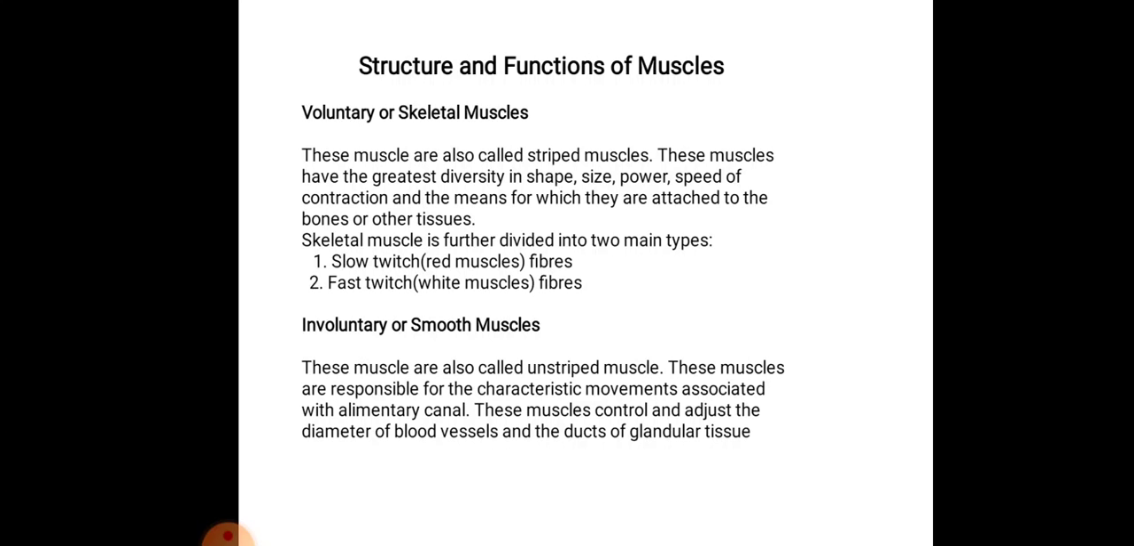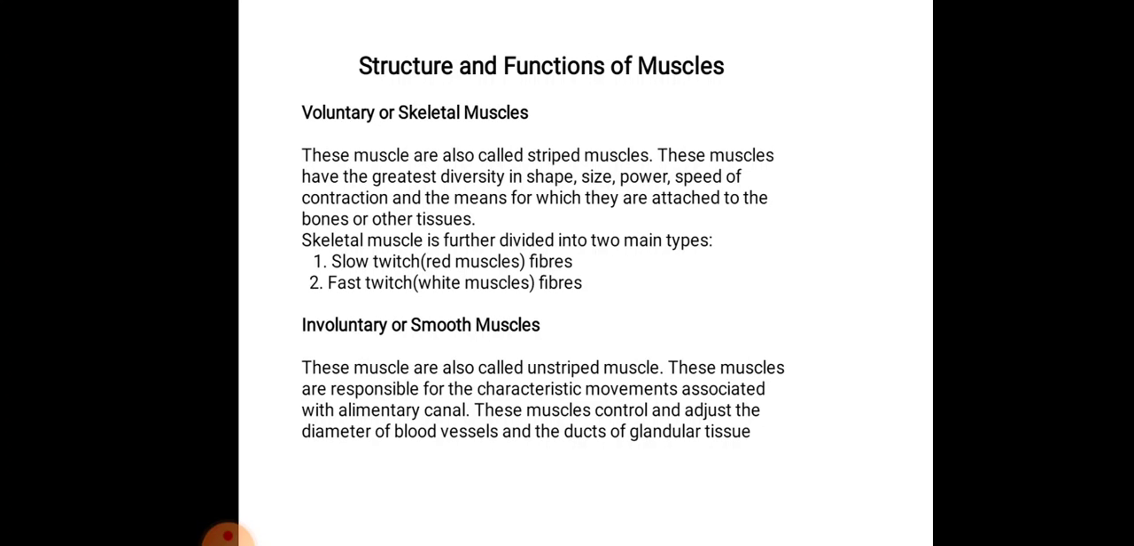Slow twitch fibers, you can say the red muscle, are dense with capillaries and rich in mitochondria and myoglobin, giving the muscle tissue its characteristic red color. It can carry more oxygen and sustain aerobic activity, using fat and carbohydrate as fuel. These fibers contract over a long period of time but with little force. Okay. Next one is the fast twitch fiber.